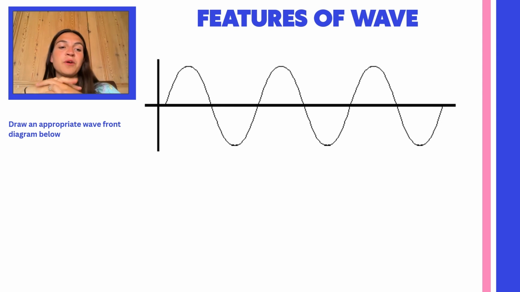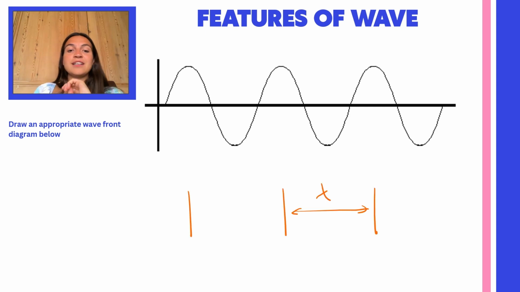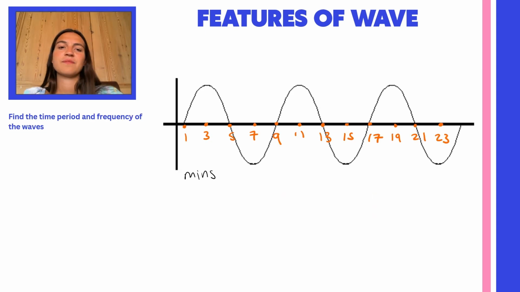Okay, draw an appropriate wavefront diagram. You just need to remember that your wavefront diagram is a set of parallel lines, and those lines line up with where my crests are. So it should look something like that. And I've drawn the arrows there and wavelengths to show that the distance between those lines is one wavelength.